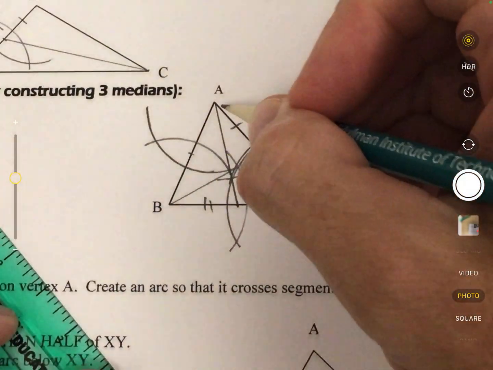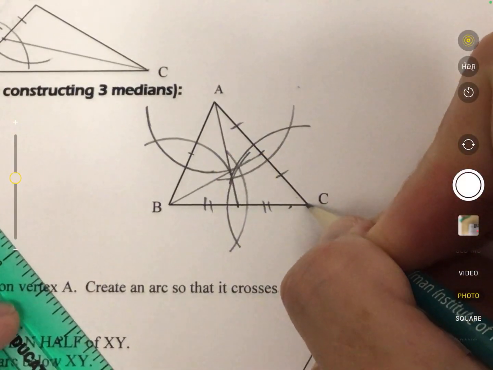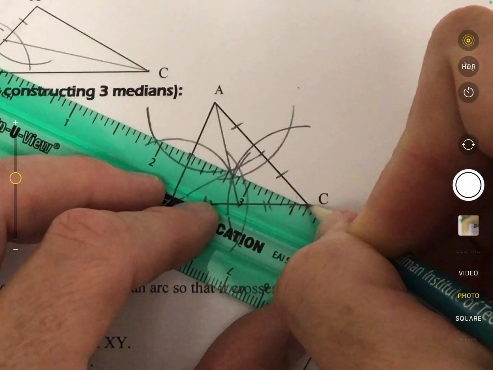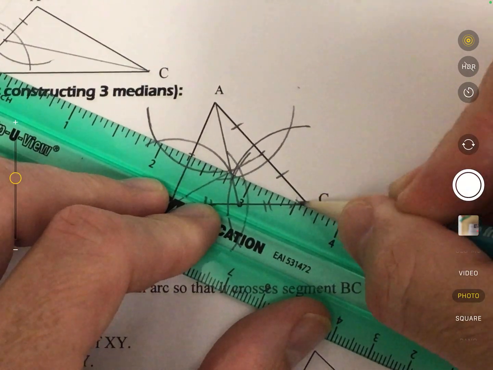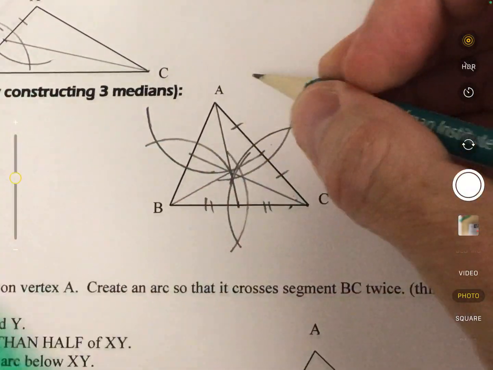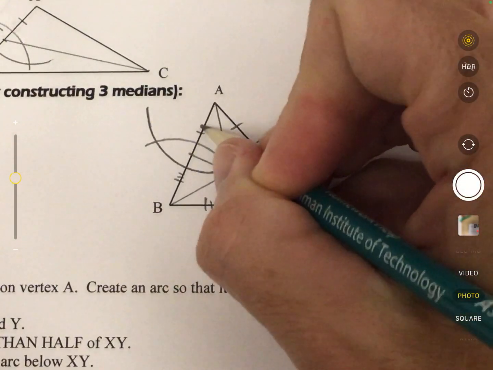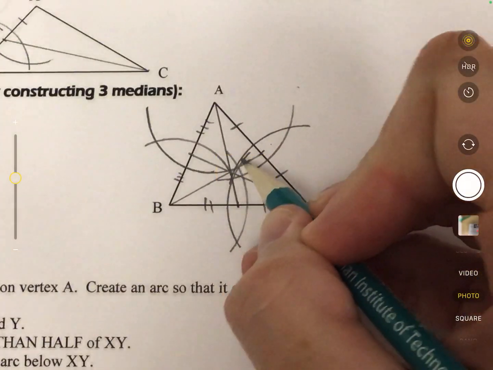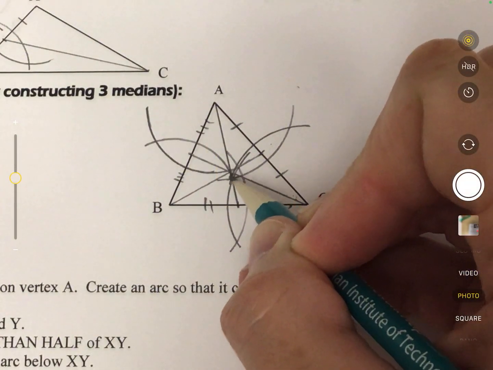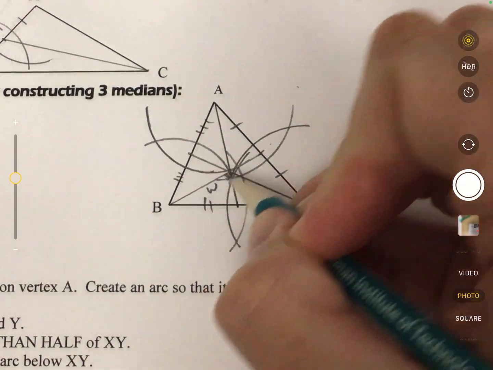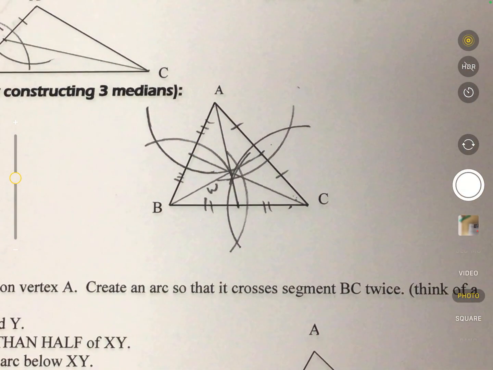So boom. Then we go from C out to there, mark, mark. And then your centroid is going to be right in there, and we're going to label that W. It's kind of hard with all those arcs, but that's it. Okay, now go ahead and try these on your own.